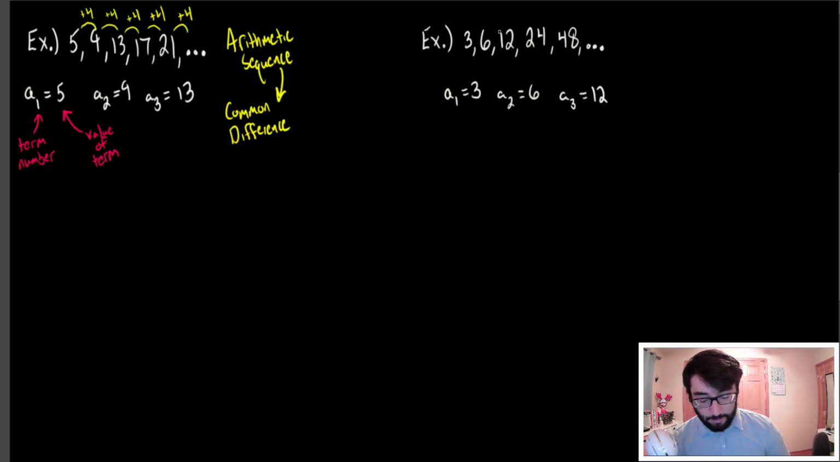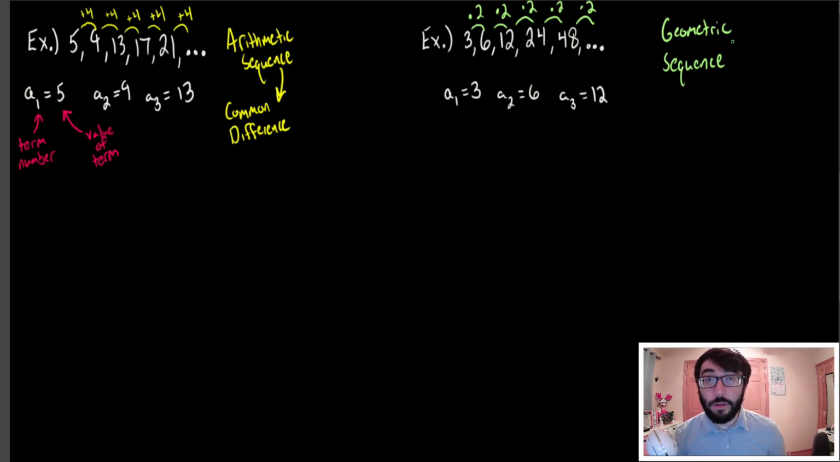In the second example over here, it's not actually adding or subtracting the same number over and over and over again. If you notice, we went from 3 to 6, 6 to 12, 12 to 24, 24 to 48. So it's actually doubling every single time, which you can think about as multiplying by 2. So notice to get from 3 to 6, we multiplied by 2. To get from 6 to 12, we multiplied by 2. To get from 12 to 24, we multiplied by 2, and so on, and so on, and so on. Now, what this is called is a geometric sequence.